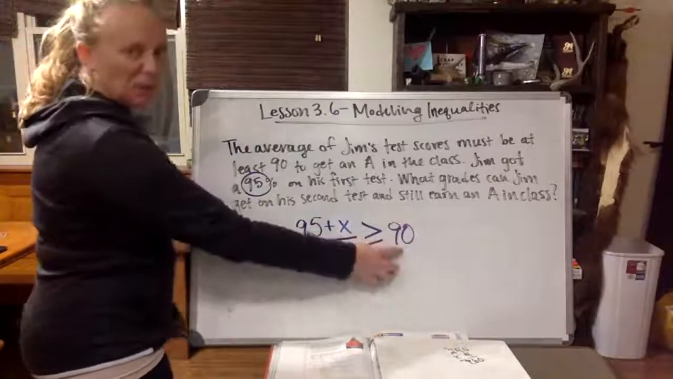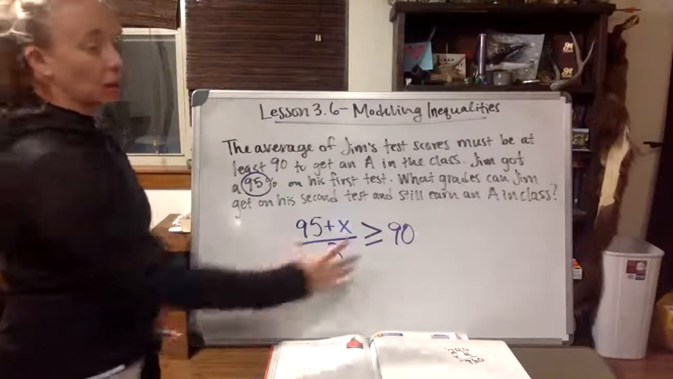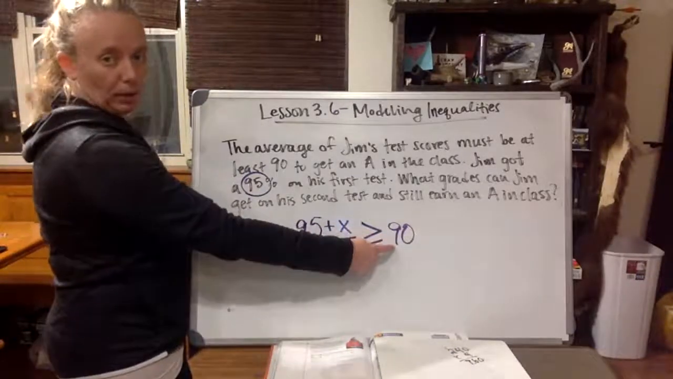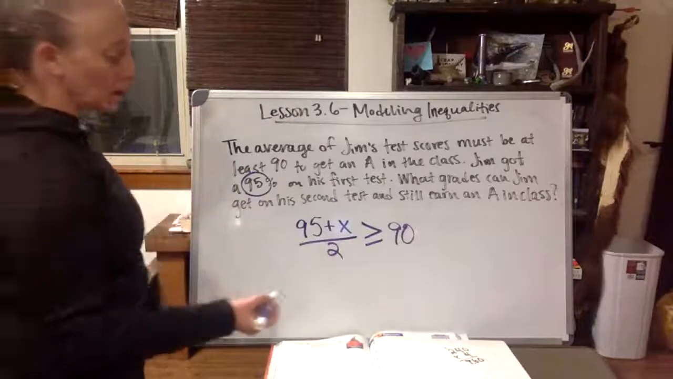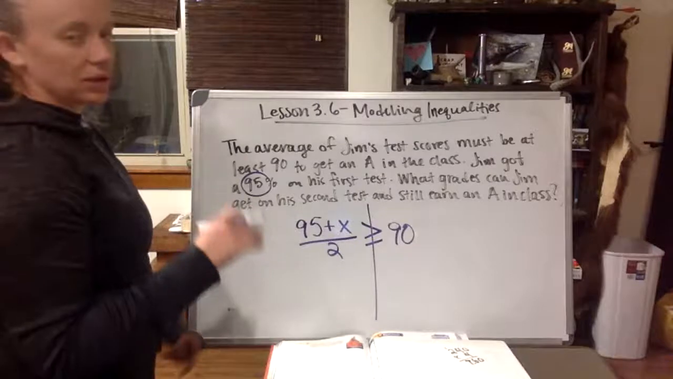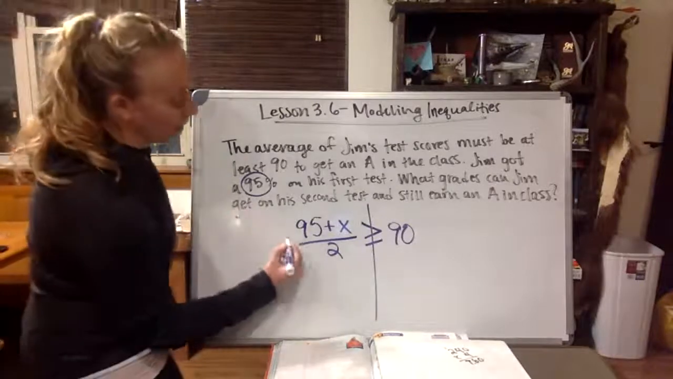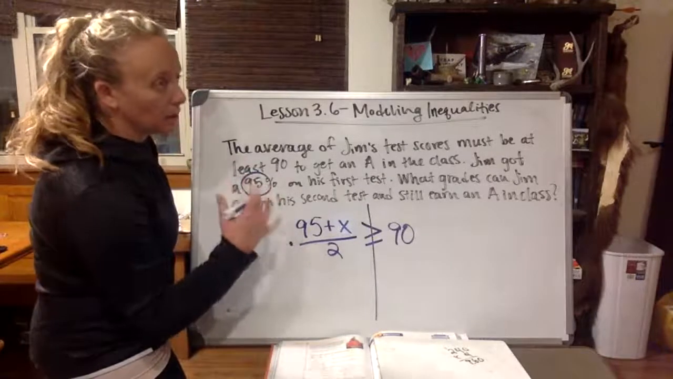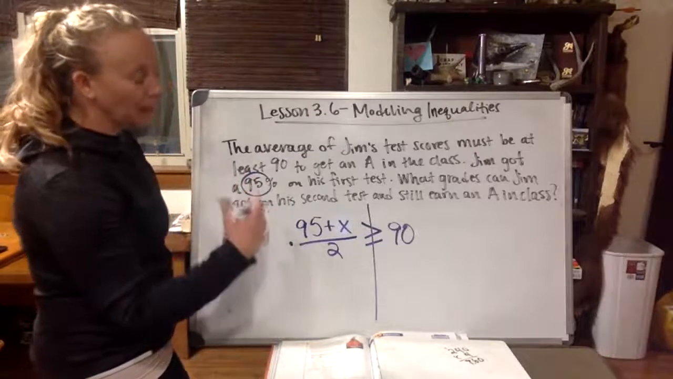We want this to be the smaller number. Now they could be equal to each other, but we don't want to go below this. Okay. So now we can solve it. We know how to solve inequalities. It's the exact same as solving equations, except we have to watch out for multiplying or dividing by negative numbers.